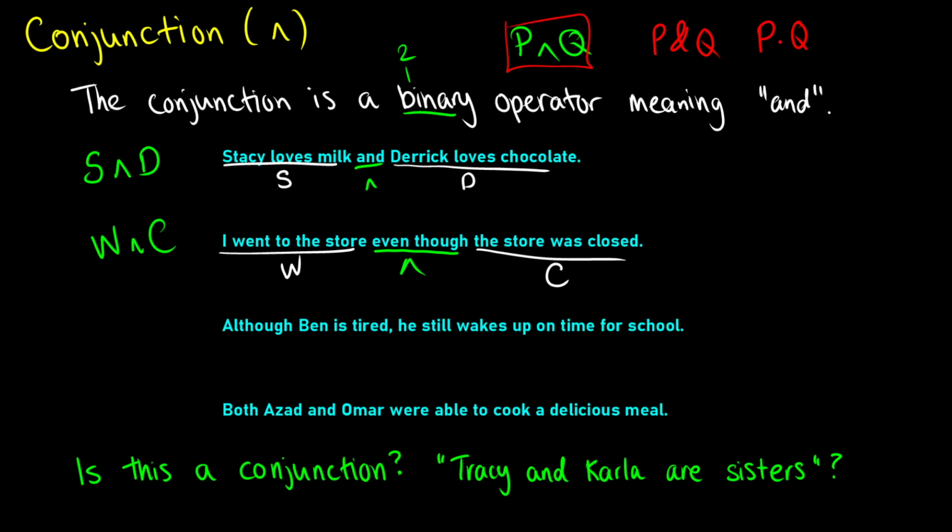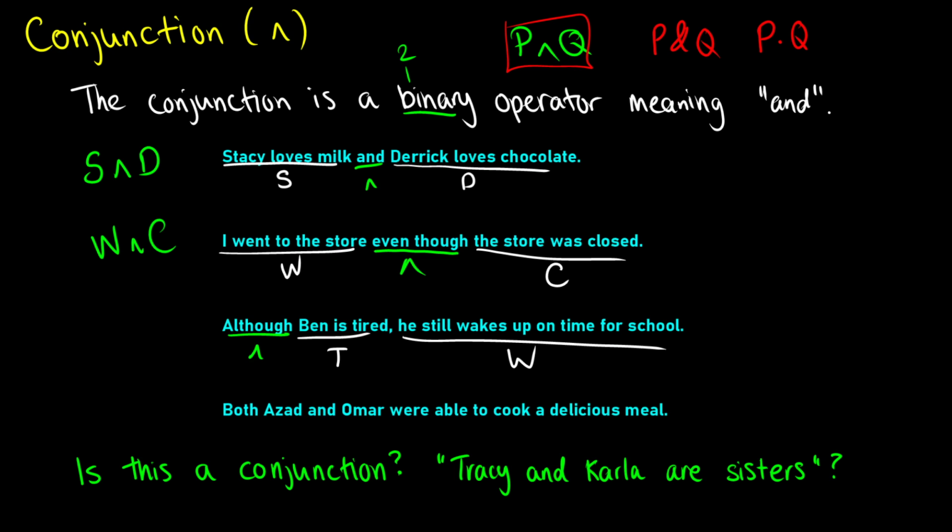Next example. Although Ben is tired, he still wakes up on time for school. So let's find our simple sentences. Ben is tired. This is one. So I'm going to call this T for tired. He still wakes up on time for school. Okay, that's another simple sentence. I'm going to call this one W for waking up. So where's our operator here? We have T, we have W. Well, we have although out front, so our and is out front. So you might be thinking, how do we symbolize this?